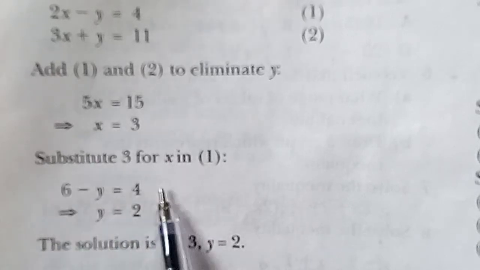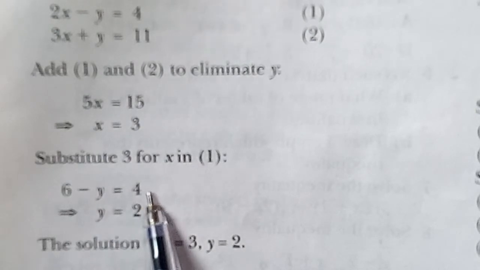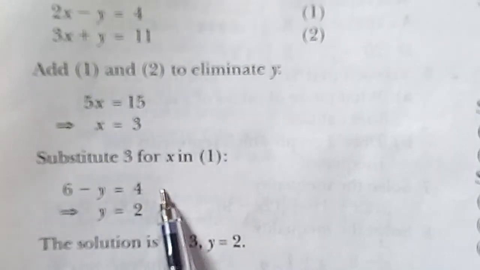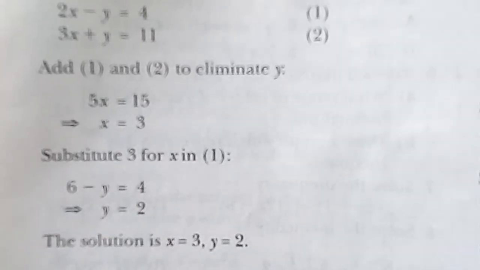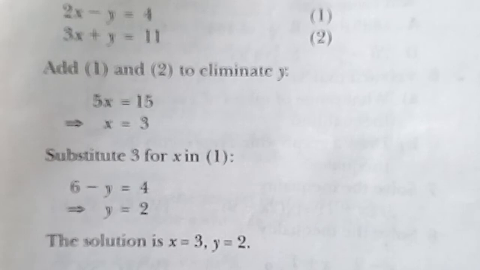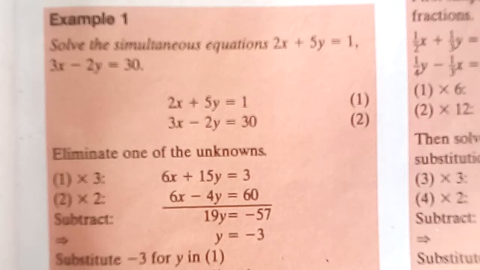You know it's plus here. Now we have minus y equals 4 minus 6, which is minus 2. Minus will cancel minus, y equals 2. Now the solution will give us x equals 3 and y equals 2. Now let's look at more examples.